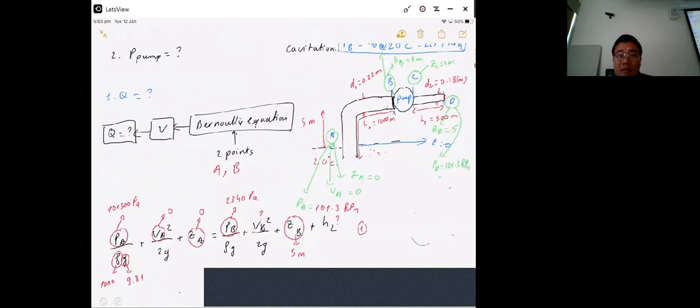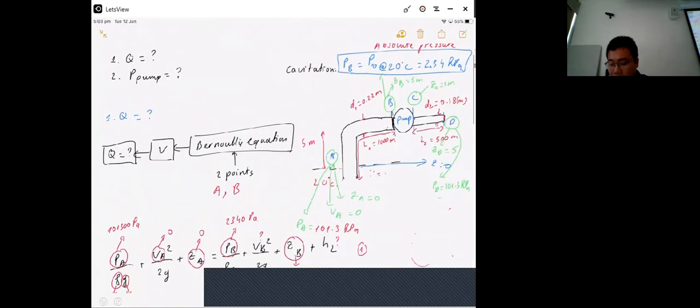At point B, Z is 5 meter, and because cavitation is at the pump inlet, we know the pressure. PB is 2.34 kPa. So at B we know 2 things. At point C we only know Z, and at point D we know 2 things, Z and pressure, because PD is equal to atmospheric pressure, 101.3 kPa.